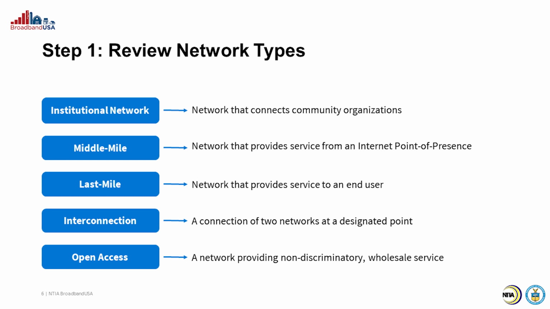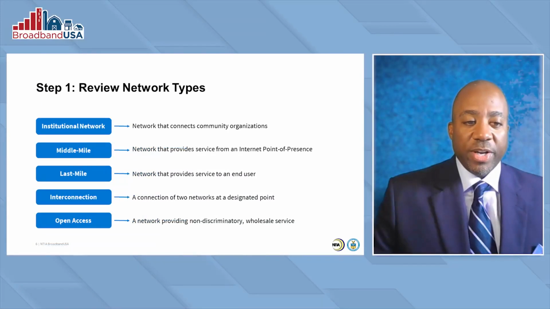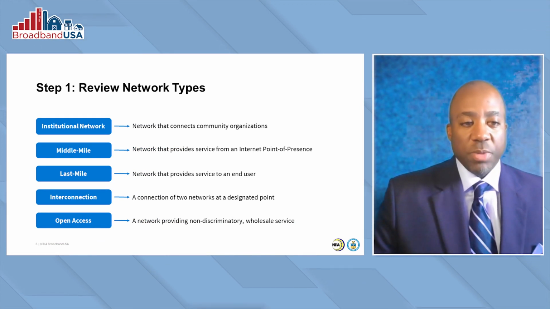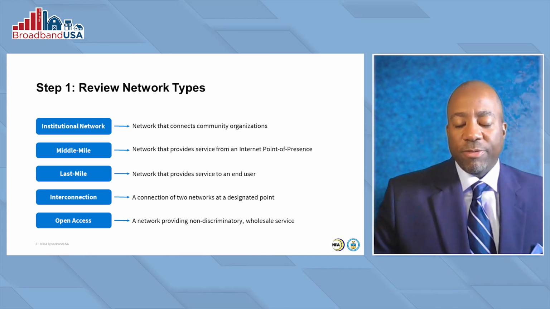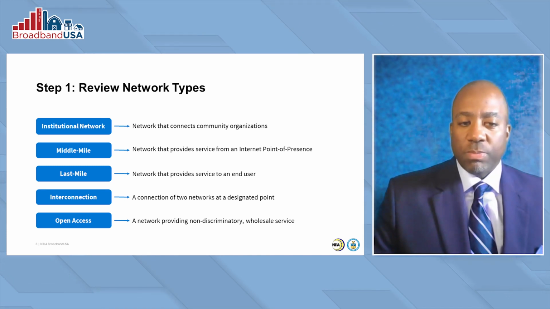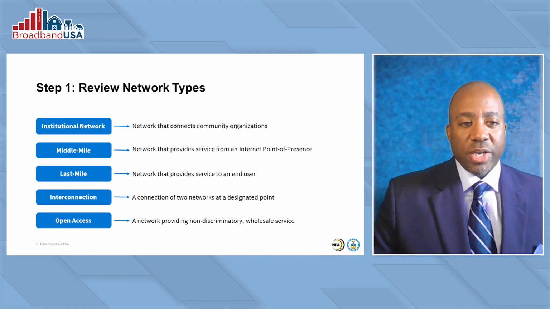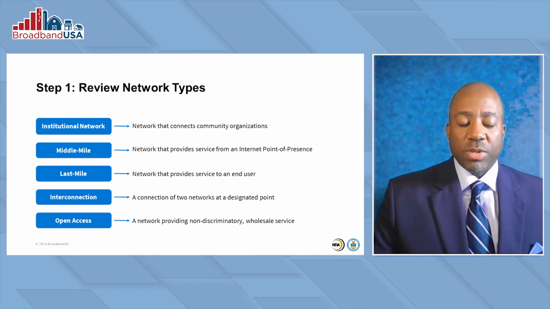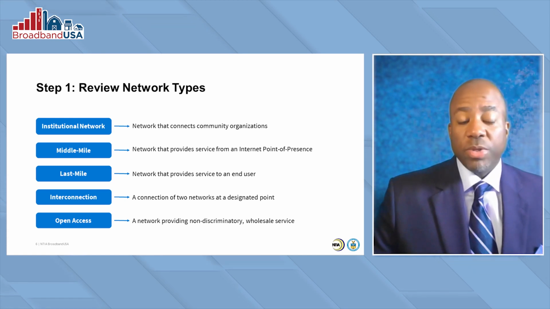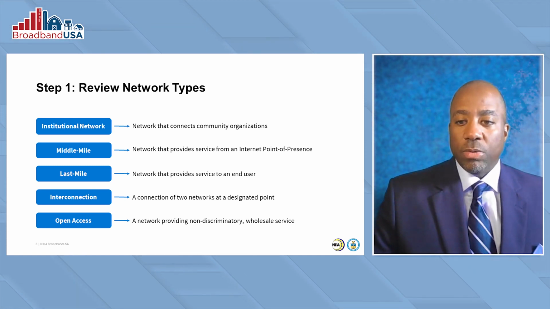And then open access, a network providing non-discriminatory and wholesale service generally between the carriers. So interconnection and open access are generally carrier-to-carrier services. Institutional networks, middle mile and last mile are specific to the type of end user, right? So either last mile residential service end users or businesses, middle mile or your large-scale networks, points of presence. And then again, our institutional network customers, our schools, our hospitals, our libraries, those large-scale government buildings and services that operate on their own network presence.